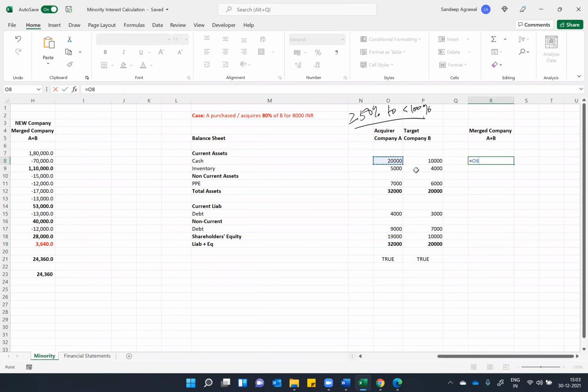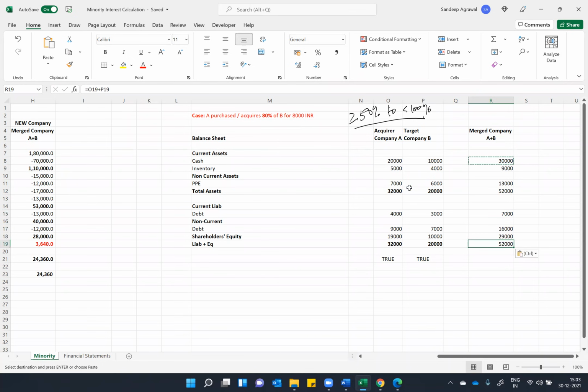So what I'll do is, again, the similar thing, 1 plus 1. If you have to merge these two companies, A acquired B at 8,000 INR for 80%. So let's do 1 plus 1 first. Let me do a bit of formatting. So what we have done is simple A plus B, as you can see. This is a merging which is done.